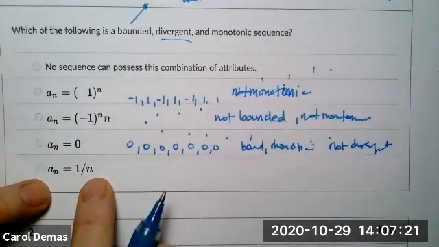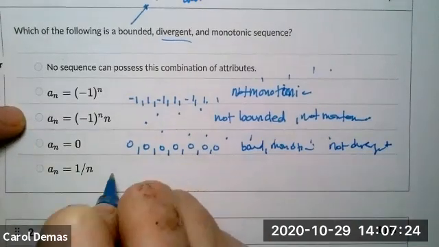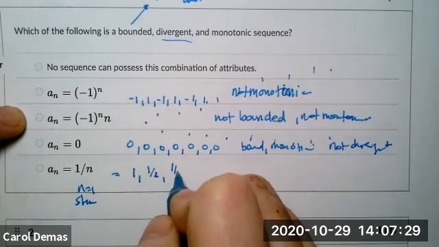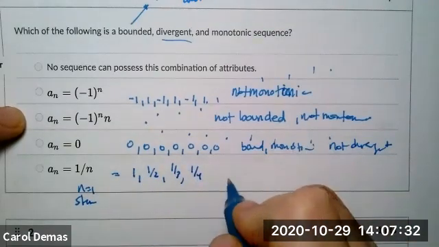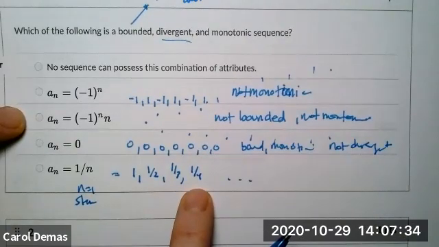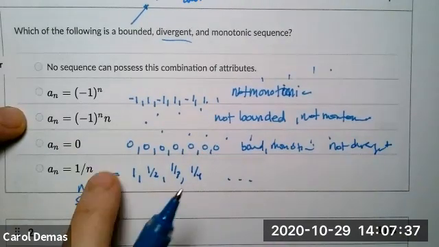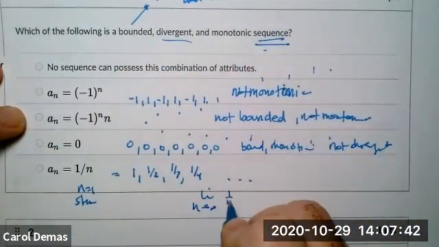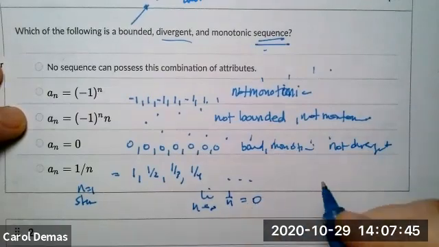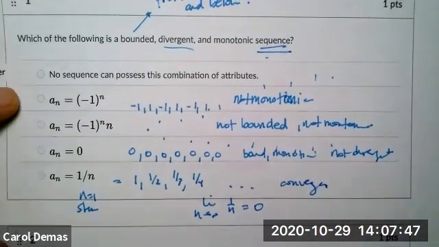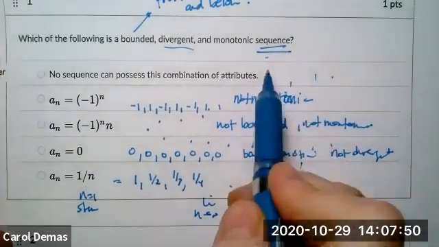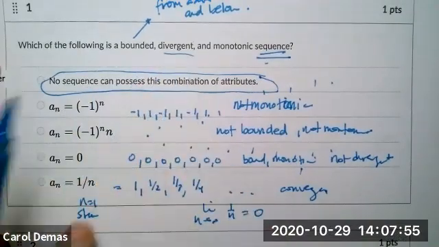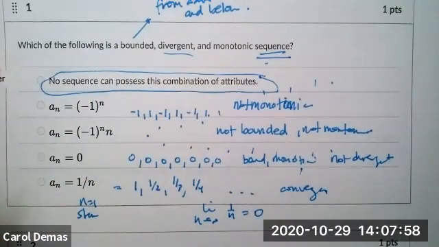And what about this guy? This one is bounded. If you start at n equal 1, you'll have 1, 1/2, 1/3, 1/4, and so forth, okay? So this sequence, the limit as n goes to infinity of 1 over n is 0, okay? So this one converges. All right, so none of these choices work. The answer is that it's not possible for a sequence to be all of these things at the same time.